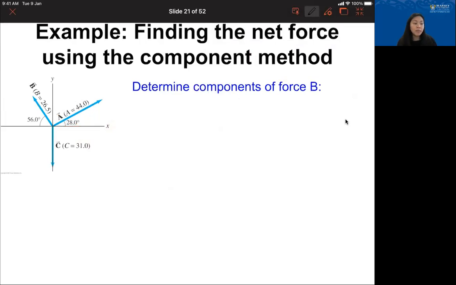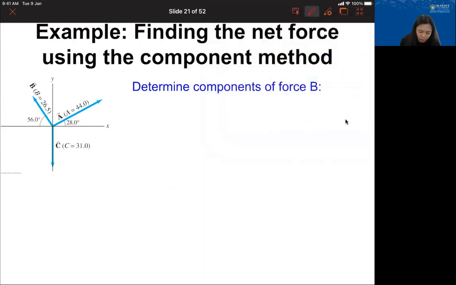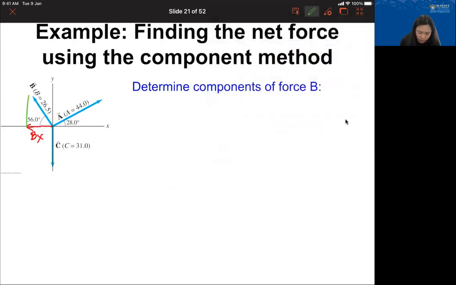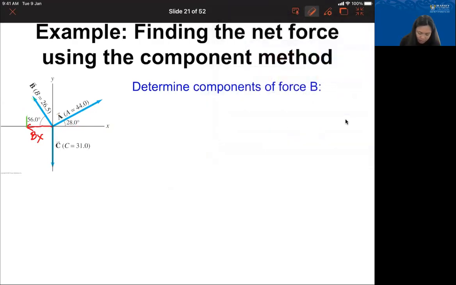Now, determine the components of vector B. Vector B will have an x component, Bx, and it will also have a y component. So forgive my drawing, I should draw that better.